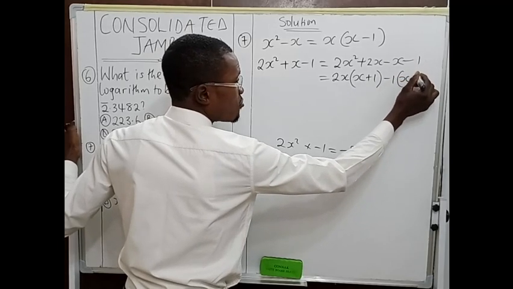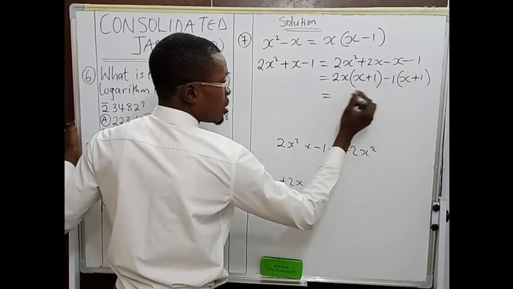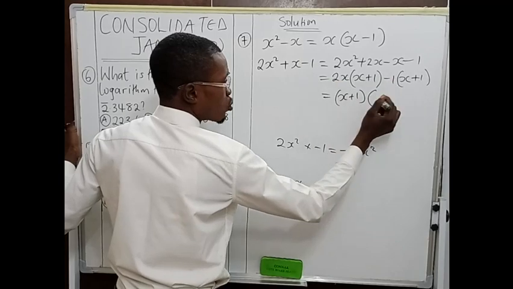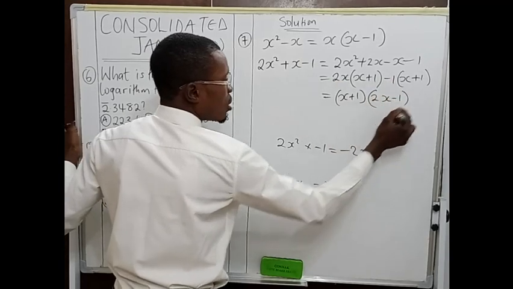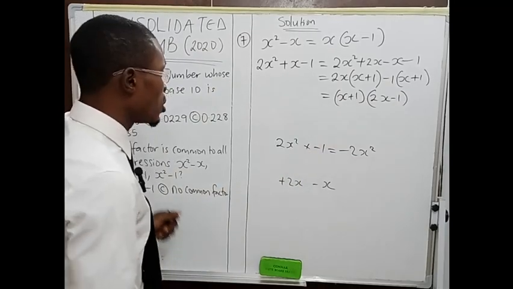Factor out minus 1 from here, you have plus 1. So what do you have now? X plus 1 is here, x plus 1 is here. Factor out x plus 1. What do you have left? 2x minus 1. So for this expression, x plus 1 is common, 2x minus 1 is common.